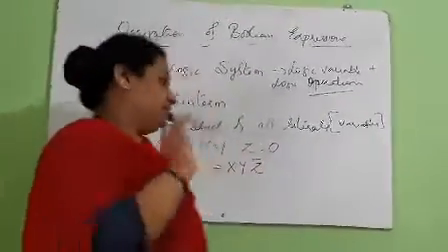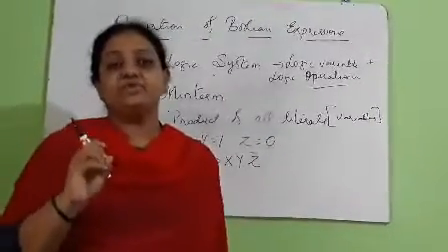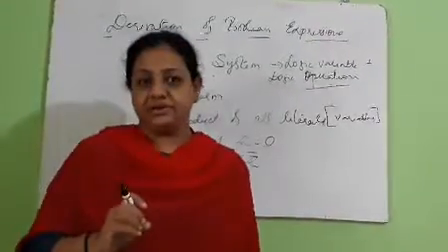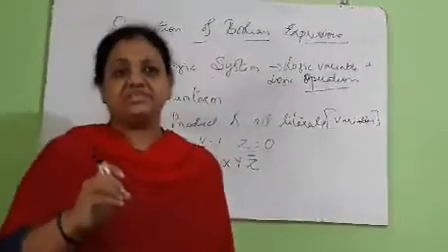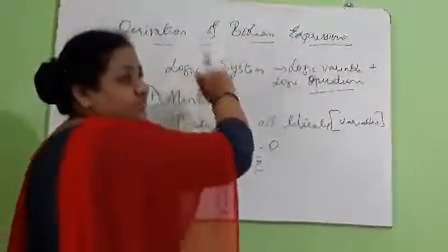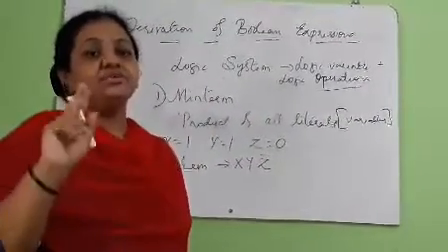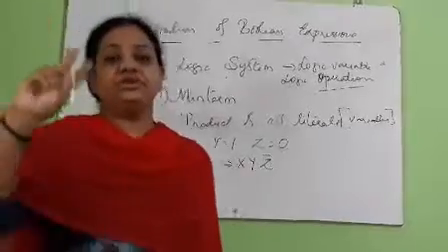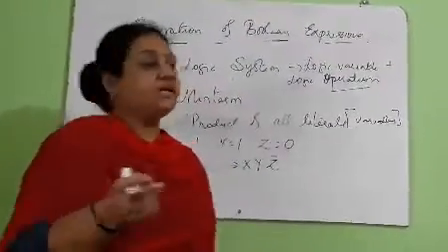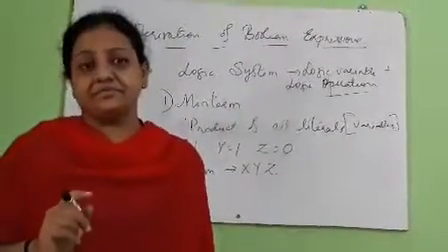Fine everybody? Yes. So minterm. What is a minterm? A minterm is a type of expression used in Boolean algebra, and minterms are helpful in the derivation of Boolean expressions. To derive Boolean expressions, we use two types of terms: one is the minterm and the other one is the maxterm.